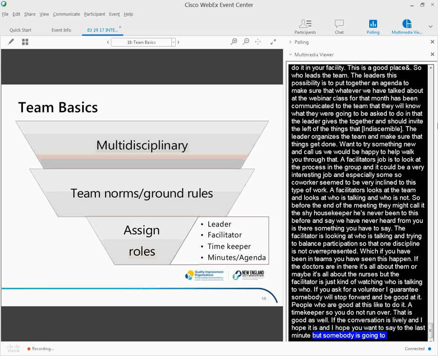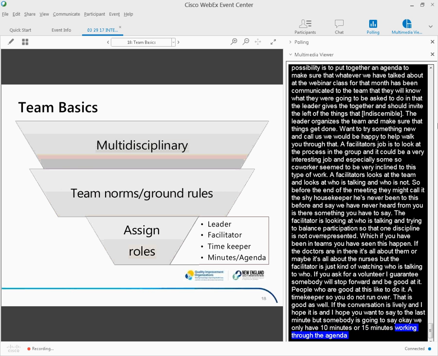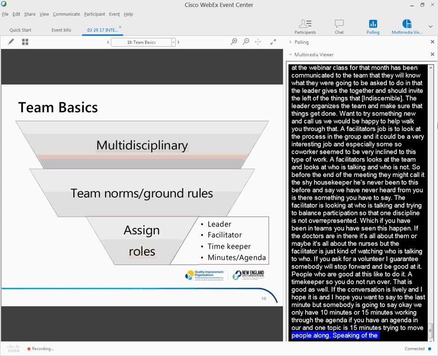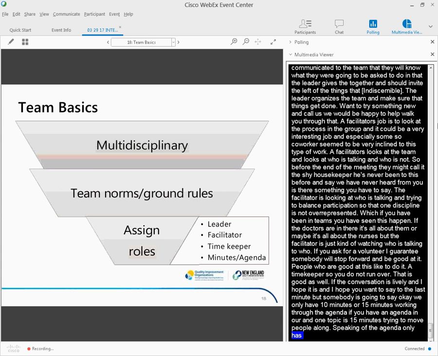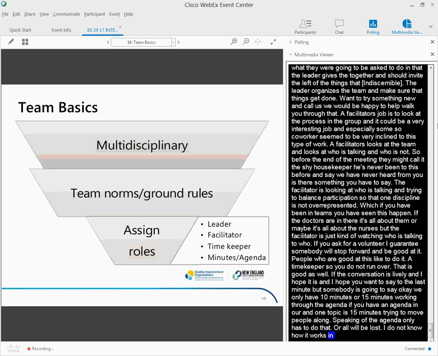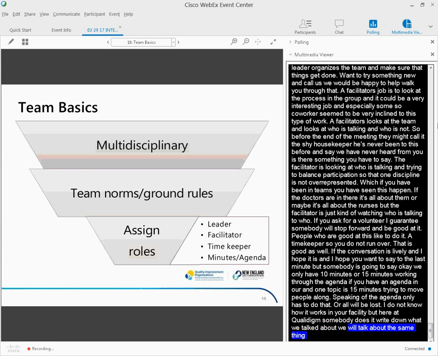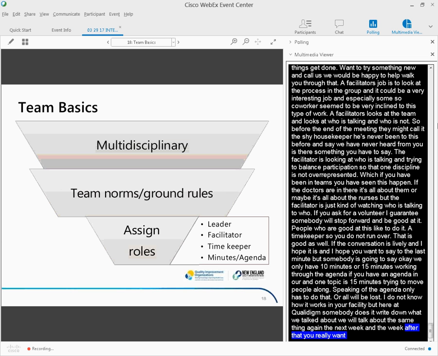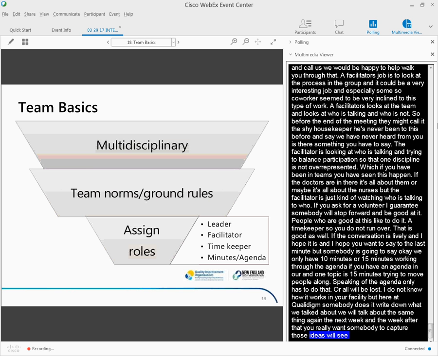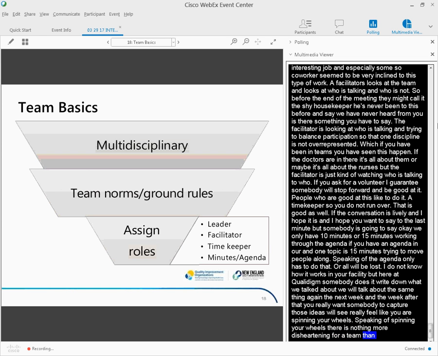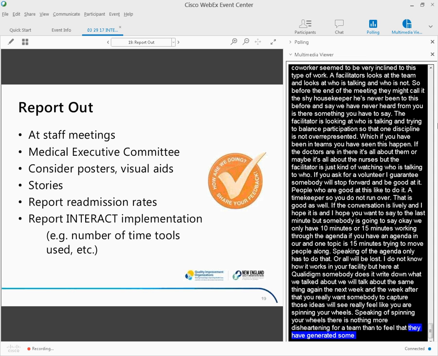And speaking of agenda and minutes, someone's got to do that, or all will be lost. I don't know how it works in your facility, but here at Qualiban, the same thing again the next week or the week after that, and then it's like Groundhog Day. So you really want someone to capture those ideas, or else you really feel like you're spinning your wheels. And, speaking of spinning your wheels, there's nothing more disheartening for a team than to feel that they've generated some good ideas, they've made some decisions, and they didn't happen. So that's where we really need that report out and commitment from leadership.